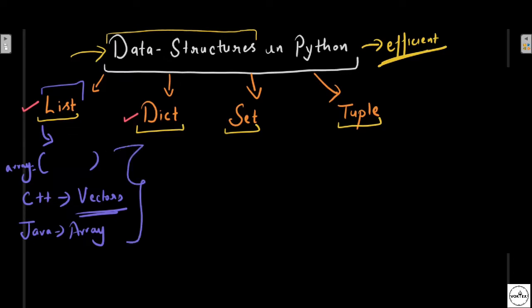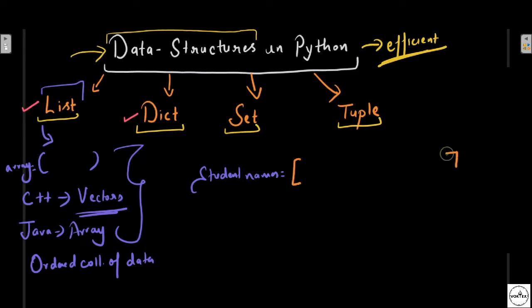For those of you who do not know all these things, that's okay. In short, a list is all about an ordered collection of data. So imagine I have to store student names of any college or any school. I can define a list using square brackets, and let's say the first student name is Shan, the second student name is Saurabh, and the third one is John.